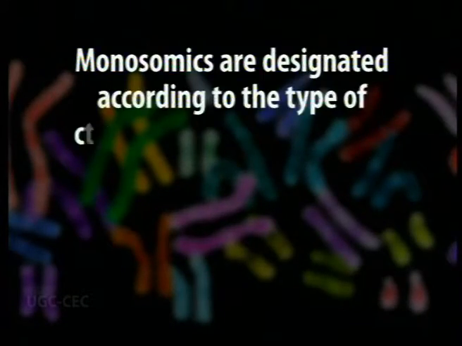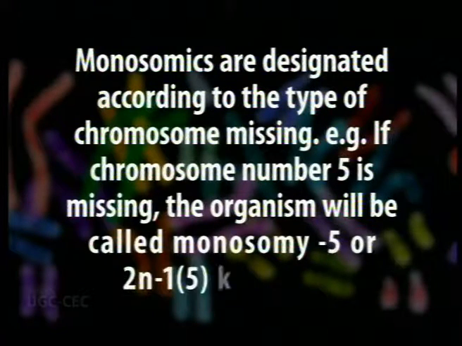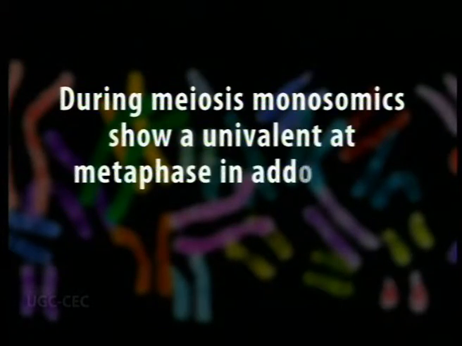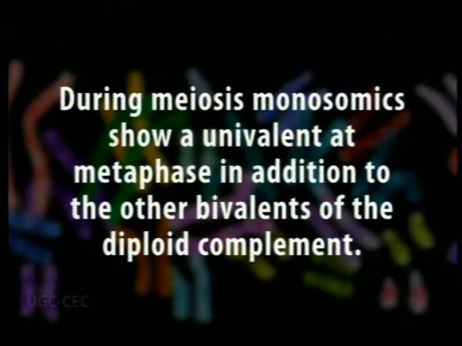For example, if in a species chromosome number 5 is missing, one of the partners of chromosome number 5 is missing, then the monosomic condition is designated as monosomy 5, or 2n minus 1 in brackets we indicate 5 there, indicating that chromosome number 5 is missing. Then during meiosis, the monosomics show a univalent at metaphase because that homologous pair lacks one of the chromosomes, and hence a univalent is formed.